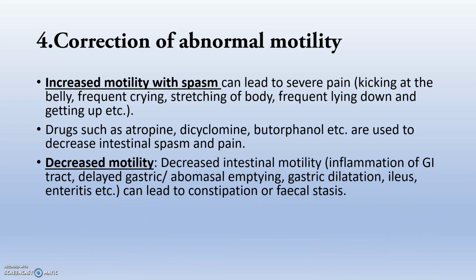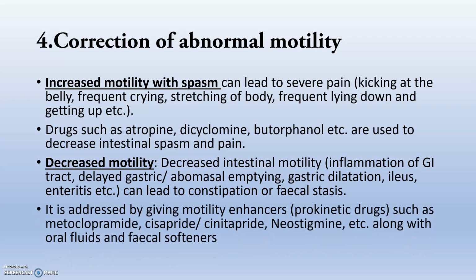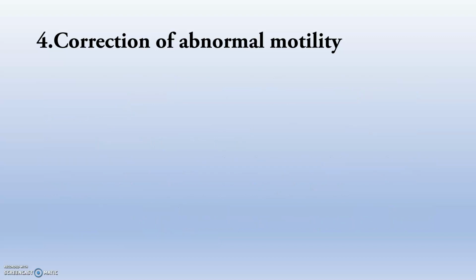Decreased motility problems, as in abomasal emptying defect and gastric dilatation, are addressed by giving motility enhancers, mainly prokinetic drugs such as metoclopramide, cisapride or neostigmine, with oral fluids and fecal softeners.